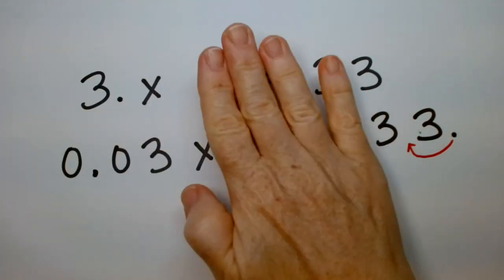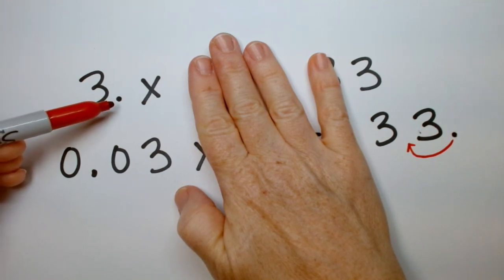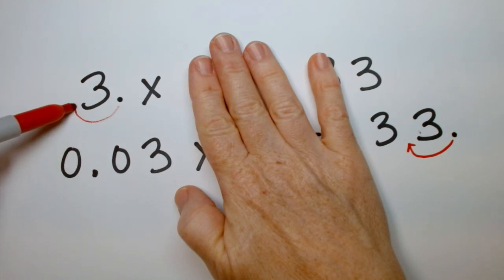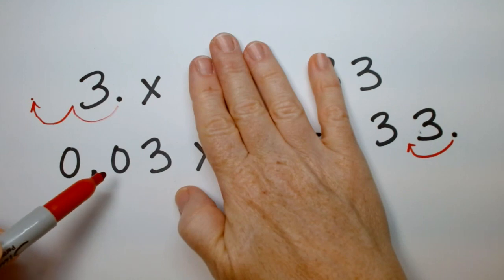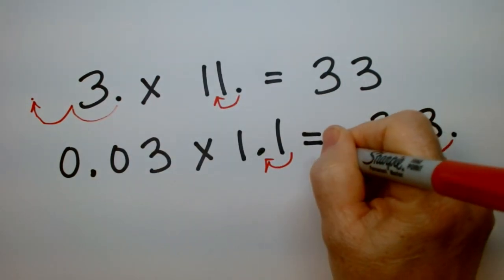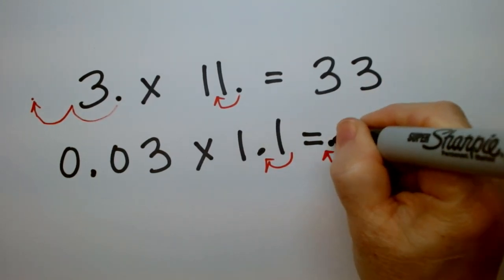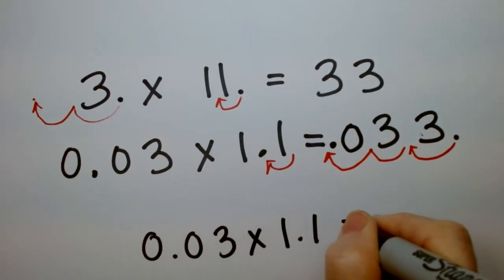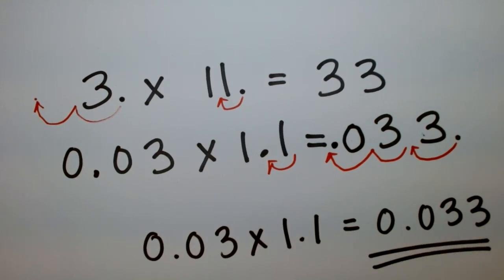Now we're going to look here. How many hops did this one do? It went 1, but then there's a 0 here, right? So it went 1, 2, and then wound up right there. So what does that mean? That means I need to do 2 more. 1, 2. And even though there's nothing there, my placeholder is a 0. So 0.03 times 1.1 is equal to 0.033. That's my answer.